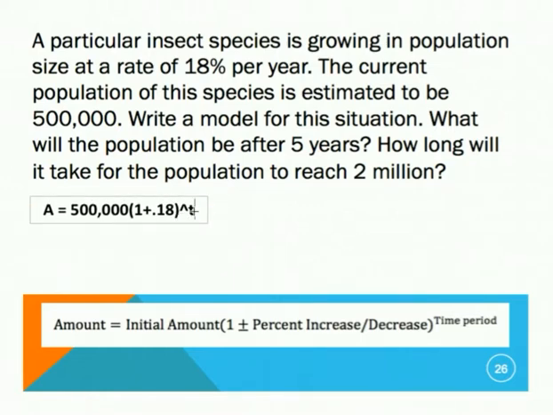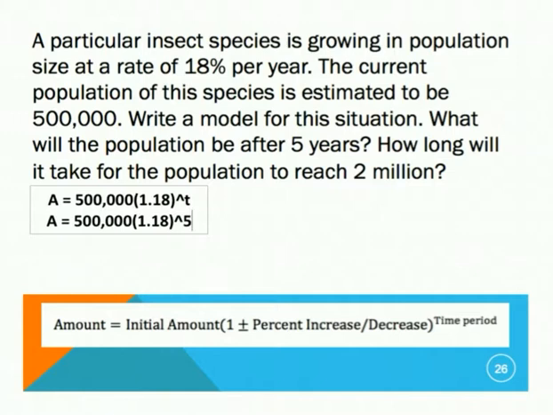Another way that I could do this is I could go ahead and combine the 1 plus to just be 1.18, because 1 plus 0.18 is just going to be 1.18. And then I need to use it to answer a couple of questions. So what will the population be after 5 years? All I need to do to answer that question is just use my original equation, and I just need to plug in 5 for t.